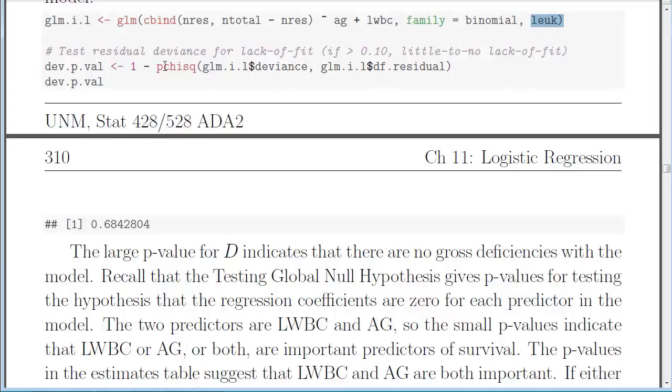And right away I'm just going to check the residual deviance lack of fit test using the chi-square distribution. We have a large p-value of almost 0.7, so there's not any gross deficiency in our model in terms of fitting the data.